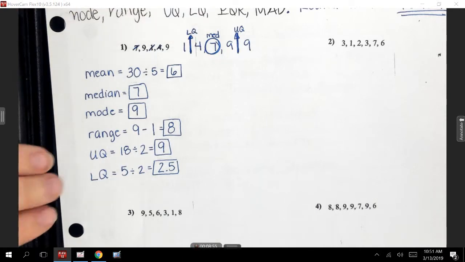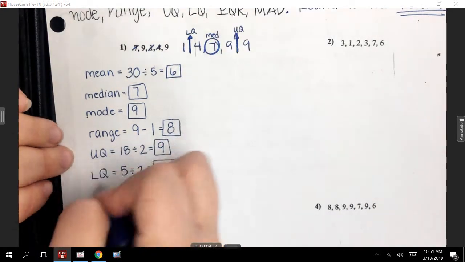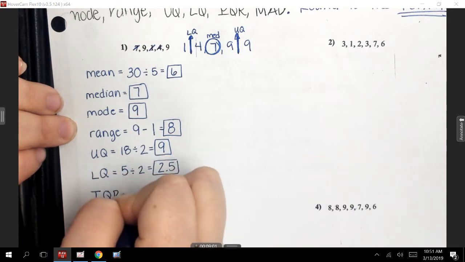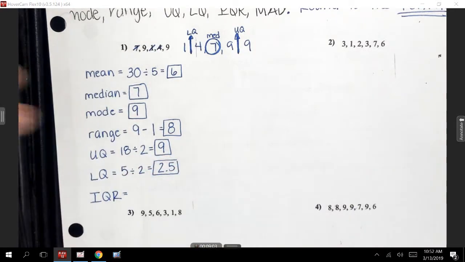That's good. All right, after LQ it says IQR. So remember that means inner quartile range. Inner quartile range. So instead of doing the regular range, I'm doing the quartile range. So what am I going to do for that, Olivia?